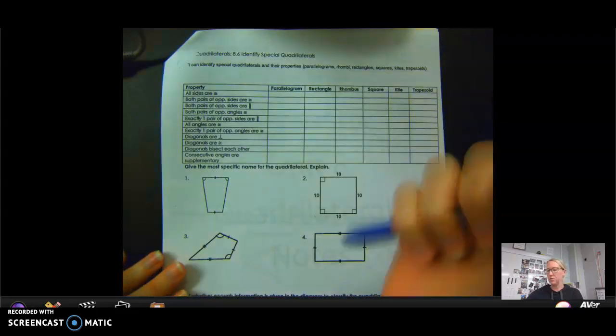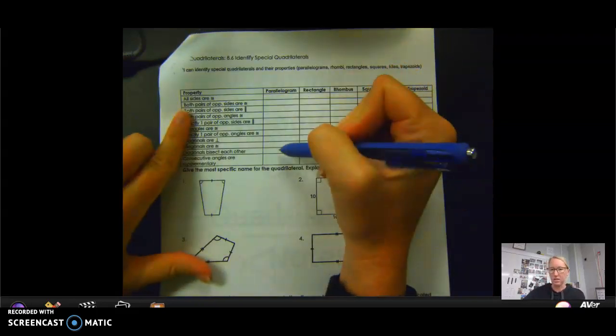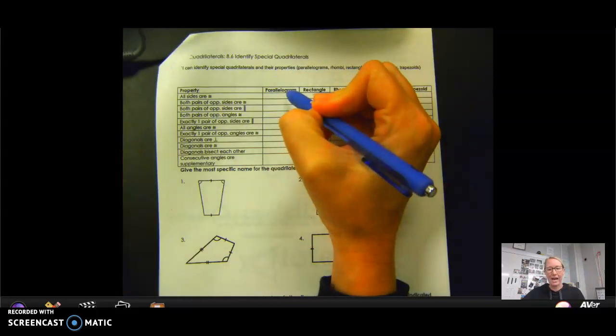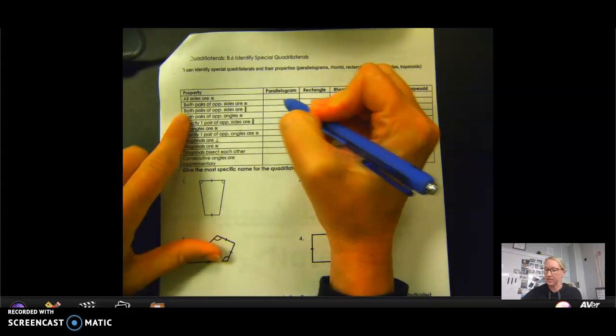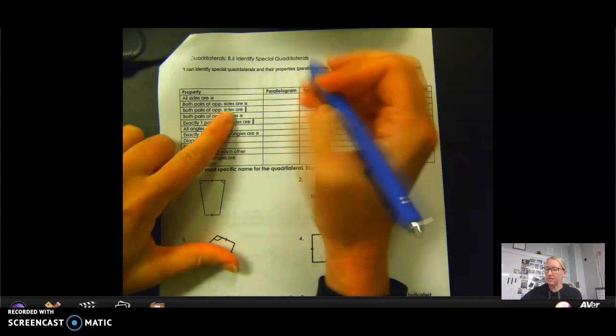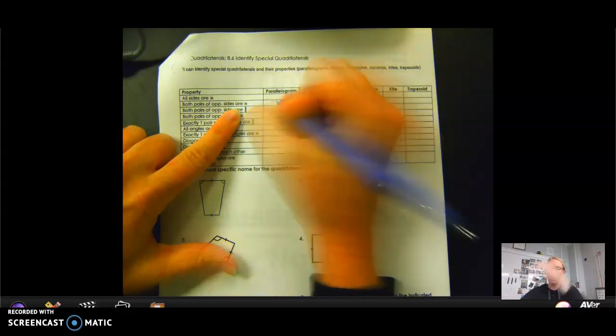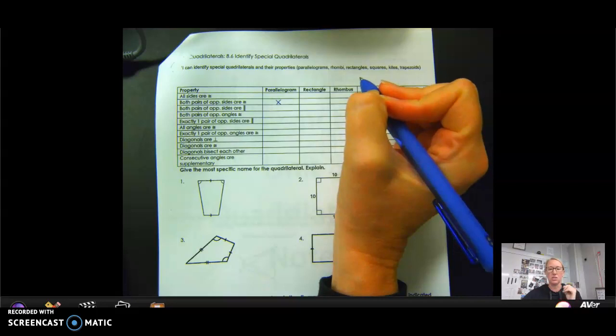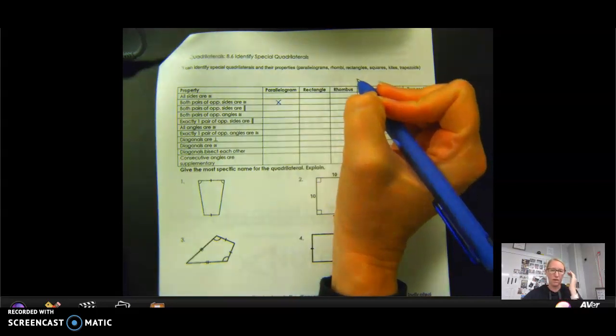So what you're doing is, like in this column, a parallelogram, all sides are congruent. Well, on a parallelogram, it doesn't have to, by definition, have all sides congruent, so I'm not going to mark that as an X. Both pairs of opposite sides are congruent. That is true. On a parallelogram, both pairs of opposite sides do have to be congruent. So that is by definition part of a parallelogram.